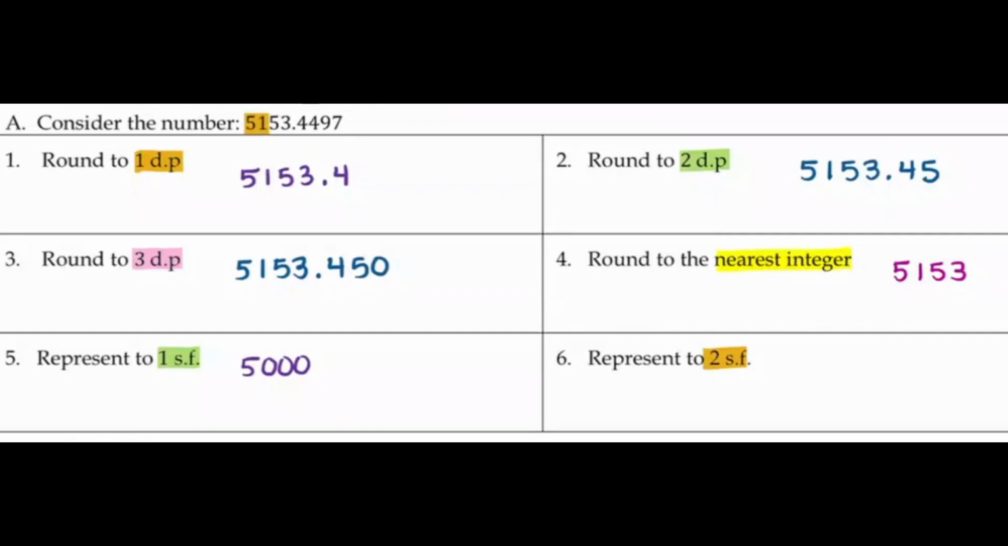I am going to look over to the 5. Now that 5 is equal to 5, right? Greater than or equal to 5, which means that that 1 is going to go up by 1. So this number would be 5,200 to 2 significant figures. So when we're talking about significant figures, we are incorporating rounding within.